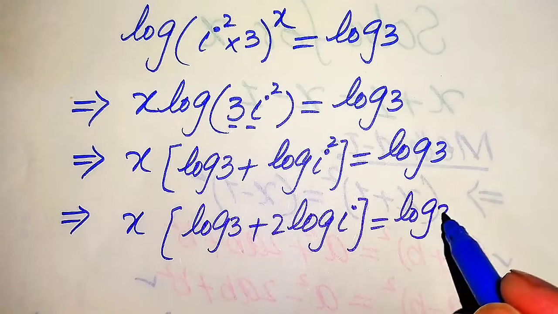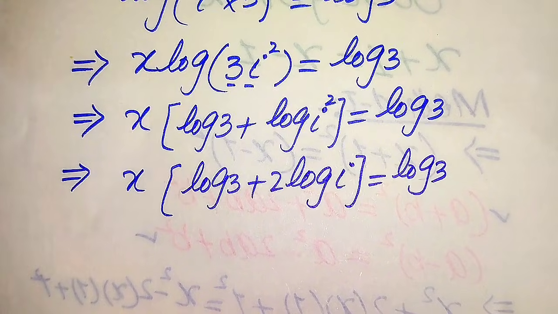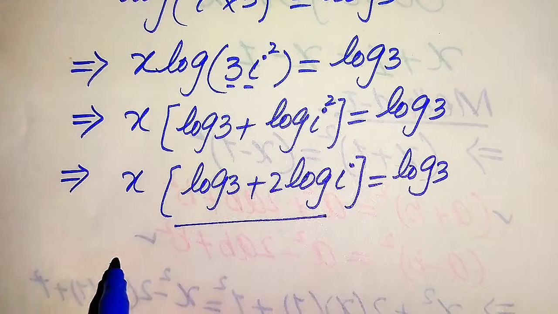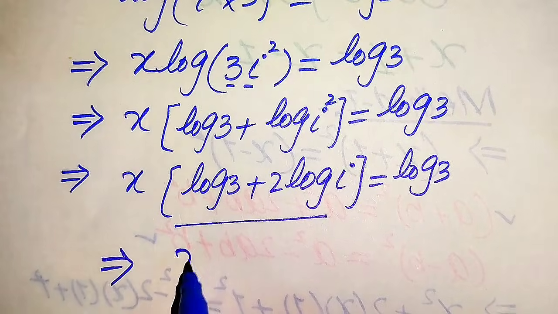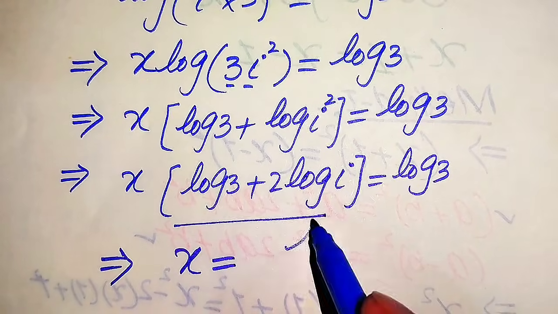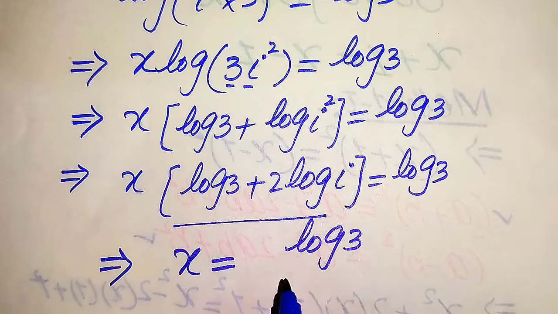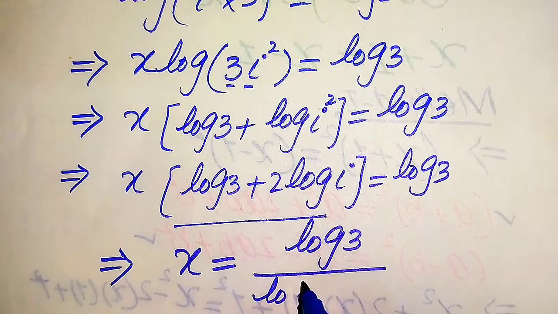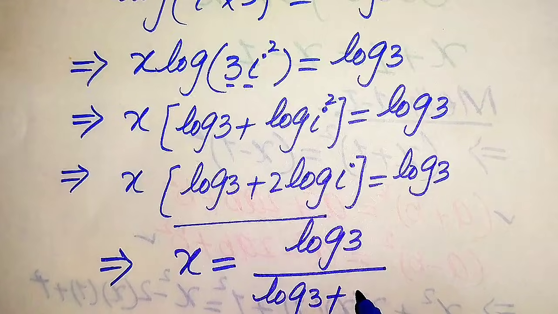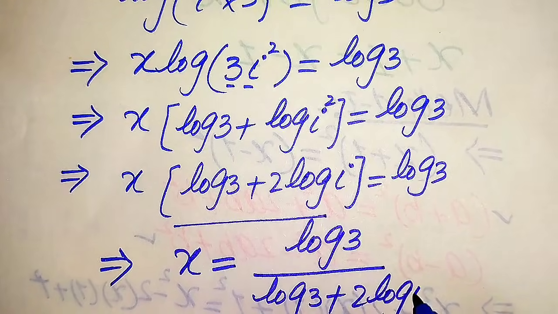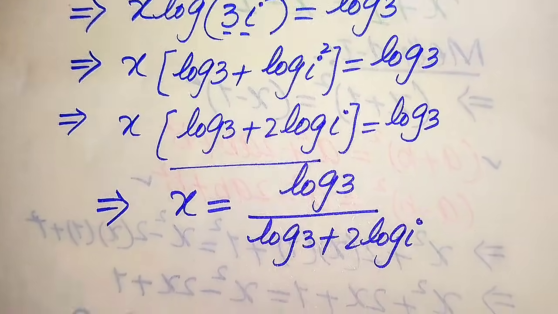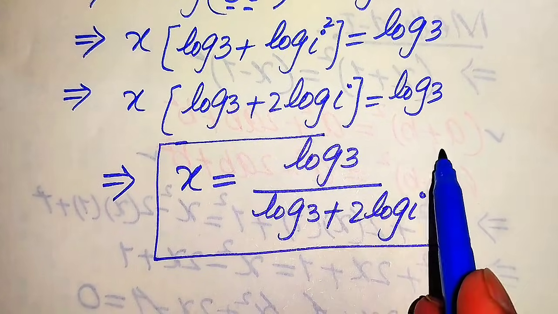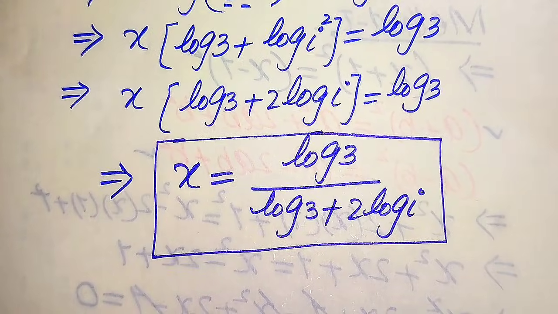Our target is to find the value of x, so we move this whole value from the left hand side to the right hand side. It is multiplied by x, and when we move it to the right hand side, it is divided, and it is written as x is equal to log of 3 divided by log of 3 plus 2 times log of iota. So in the second method, this is the final answer of this problem, and this is the final value of x.